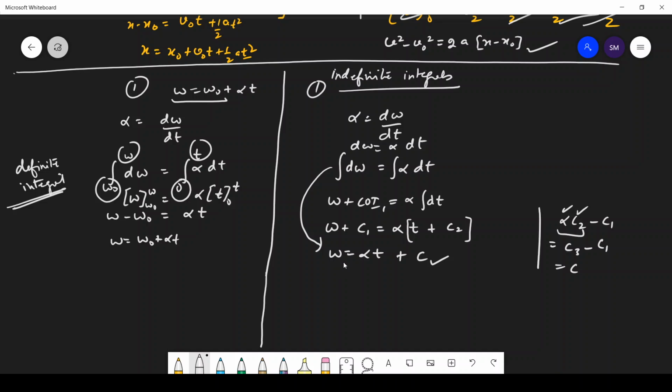So now omega is equals to alpha t plus c, but you need to remove this c. So you need to find the value of c. How do you remove it? You find the value of c.